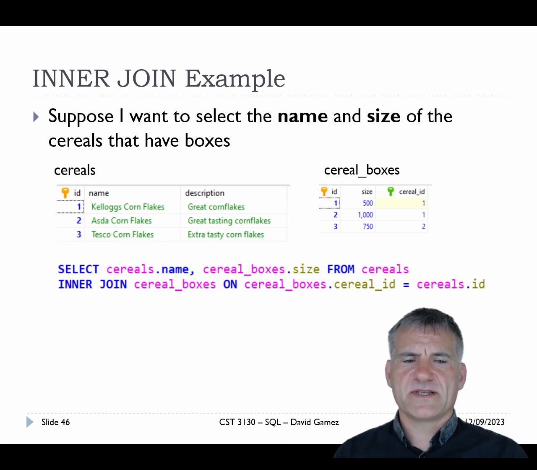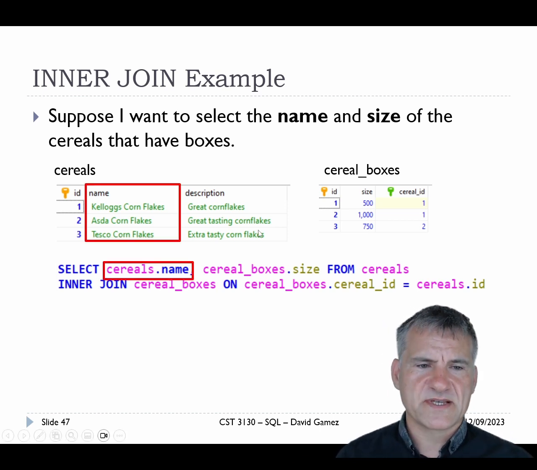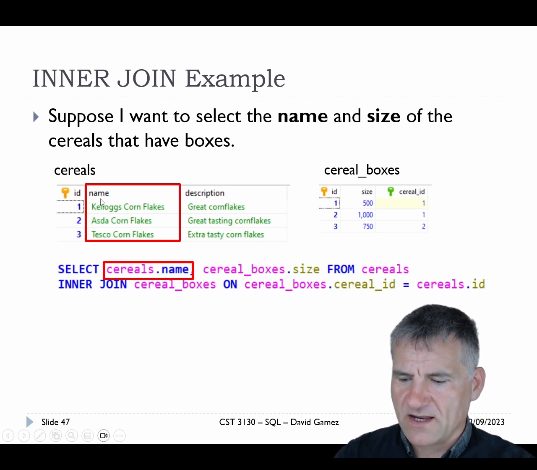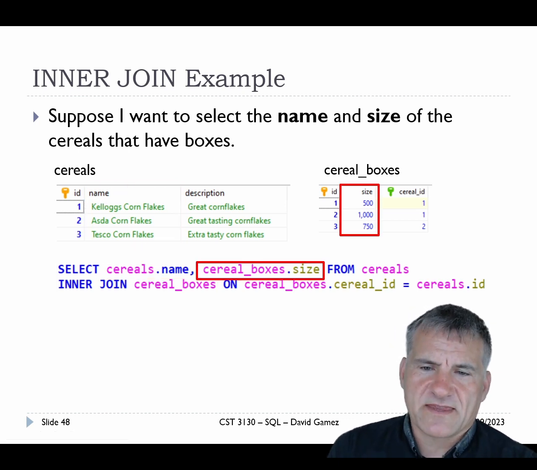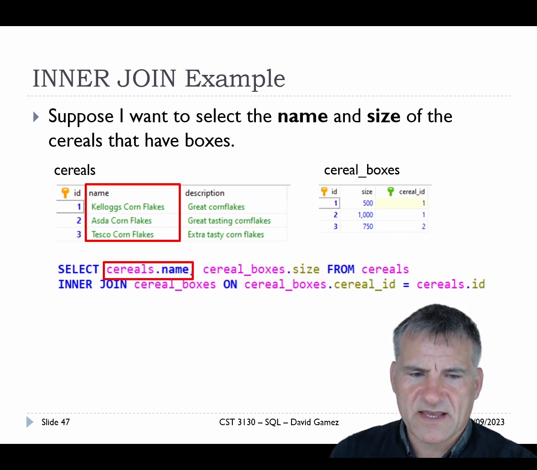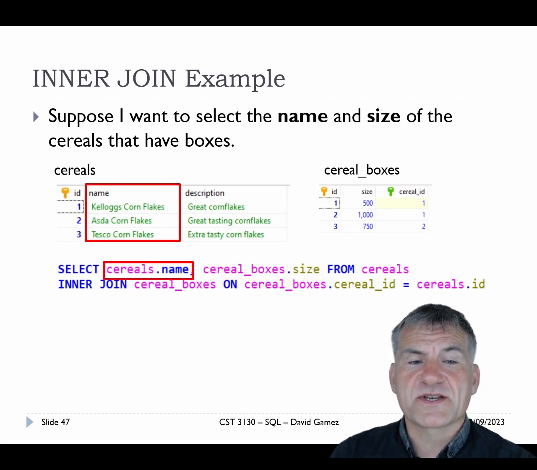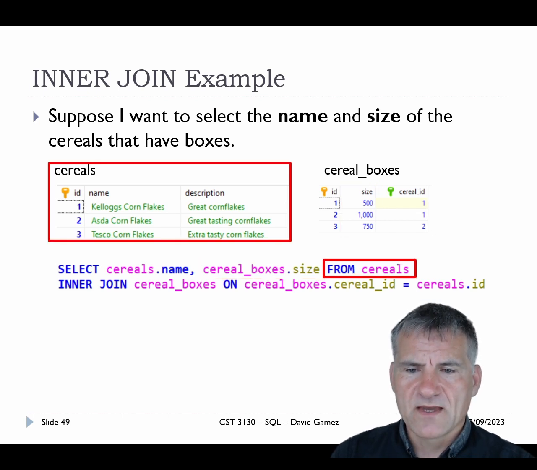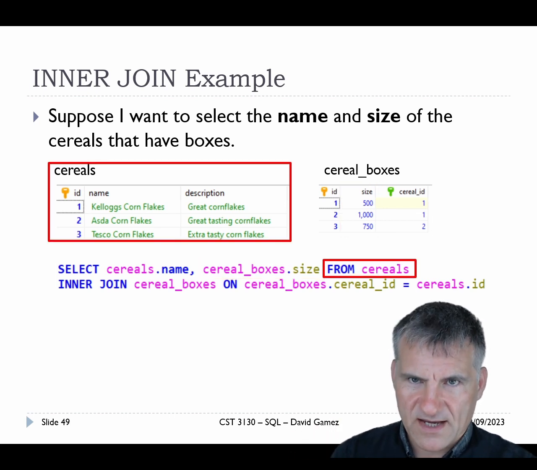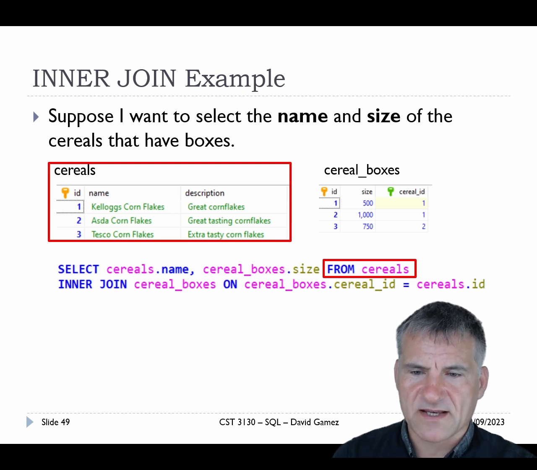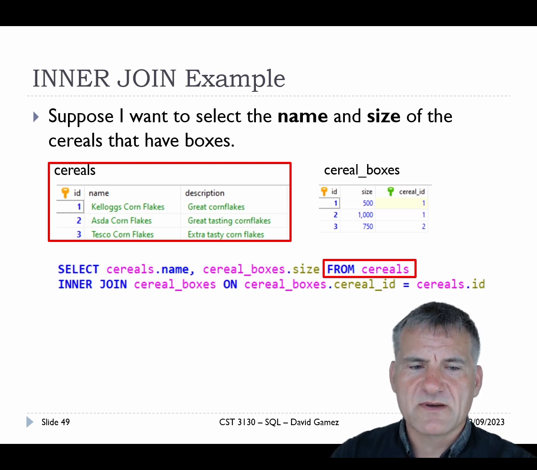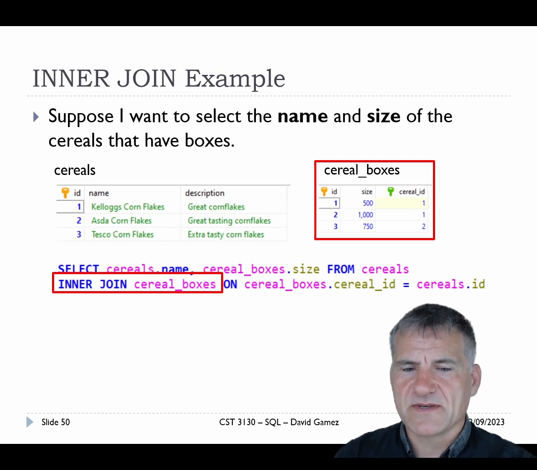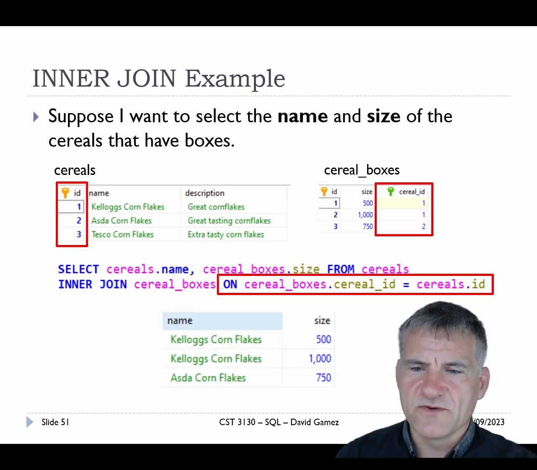So the first thing I want to do is select the columns that I want to extract. I want to get the name here, and I also want to get the size column. Obviously I could get the ID or the description, but for illustrative purposes, we're just going to pull the name of the cereal and the size of the cereal here. Now we select the first table that we want to pull the data from, that's our cereals table here, and then we're linking it to the second table, that's what the inner join statement is doing here. And then this is the rule for the inner joining.